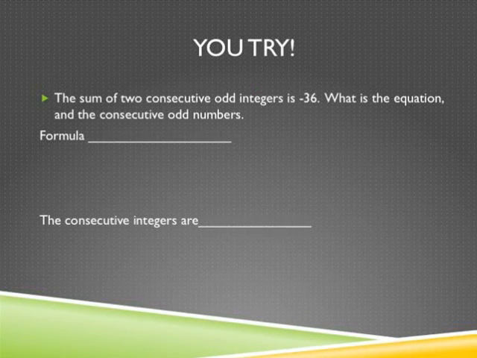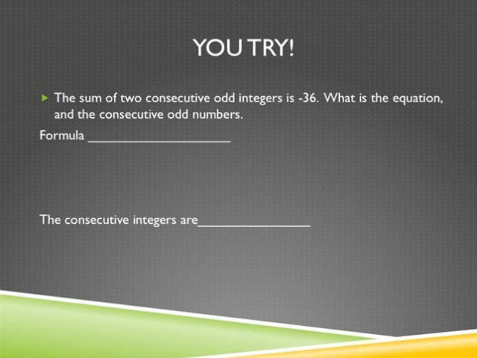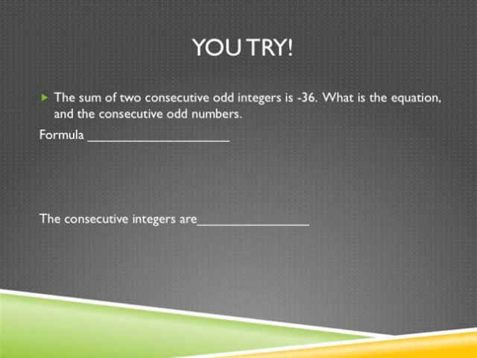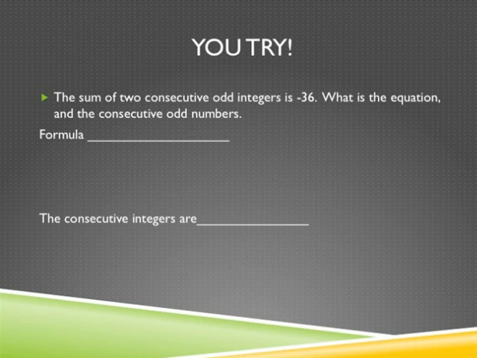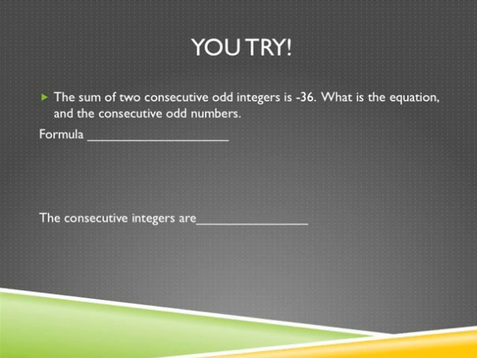The sum of two consecutive odd integers is 36. What is the equation and the consecutive odd numbers? I think this is a problem that you can solve. Take a couple of seconds and try to solve this problem.